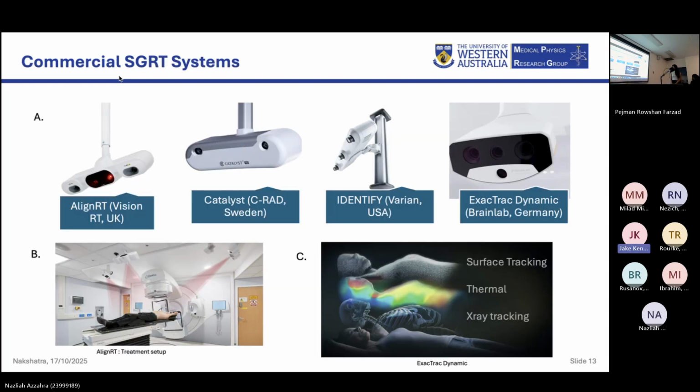These are the current commercial SGRT systems. The cameras are given on the top. They are AlignRT, Catalyst, Identify, and Exact Track. The bottom picture, B, represents AlignRT in the treatment room. AlignRT, Catalyst, and Identify all three use 3 camera units like the first picture. Exact Track uses just 1 camera unit, but it combines X-rays, a newer technology. It combines X-ray tracking, thermal, and surface tracking. So it's IGRT plus SGRT in one system.